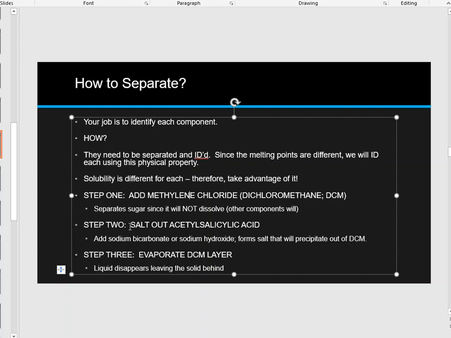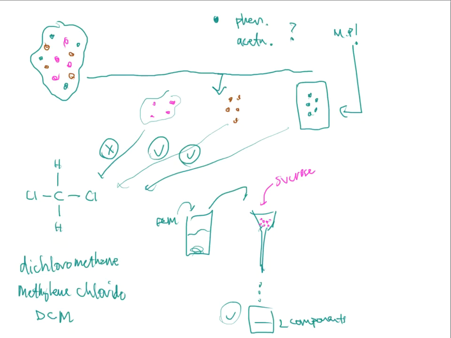Step number 2, depending on which edition of the lab manual that you have, is going to be salting out acetyl salicylic acid. So if you've got the 4th edition, it's going to tell you add sodium bicarbonate. If you've got the 3rd edition, it's going to tell you to add sodium hydroxide. Either one of those are okay. This forms a salt that will precipitate out of the methylene chloride. And it's a salt of acetyl salicylic acid, aka aspirin.